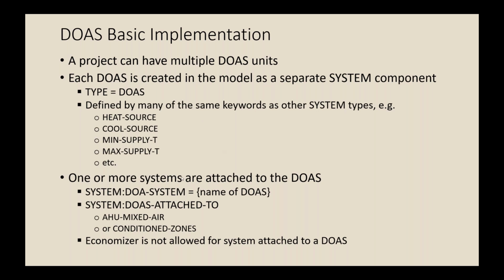So you define a DOAS, and then one or more systems, usually multiple systems, would be attached to the DOAS as being the systems that are served by it. And that is done in the served system, where there's a keyword called DOA-system that you assign the name of the DOAS that serves it. And then you tell it how the outside air is delivered by the DOAS to the served system. So it's either delivered into the mixed air chamber in the air handler itself, or it can be delivered directly to the conditioned zones on that system.